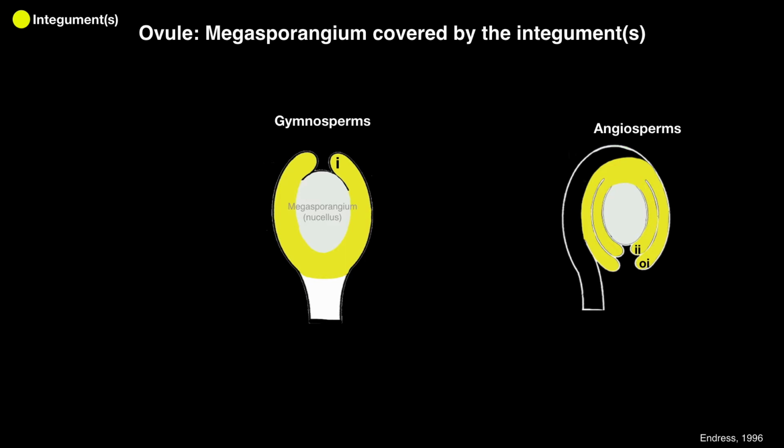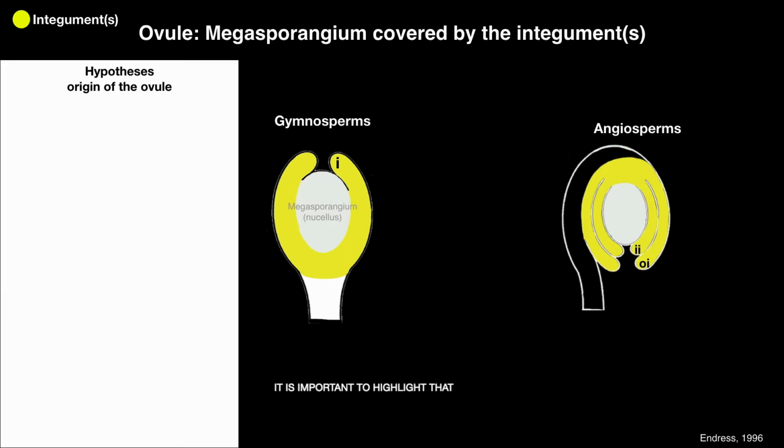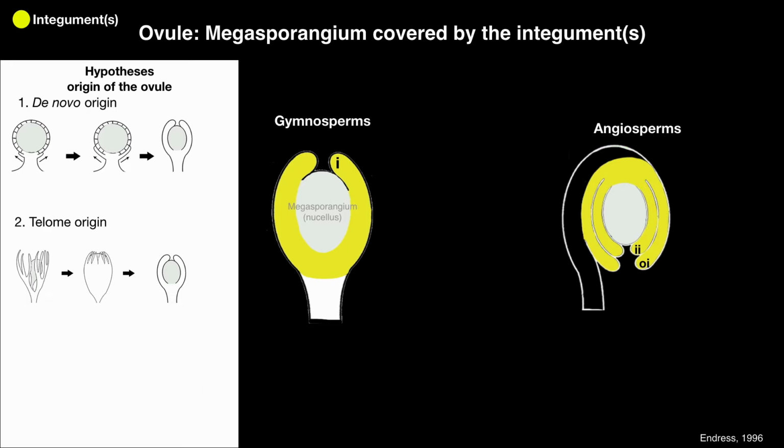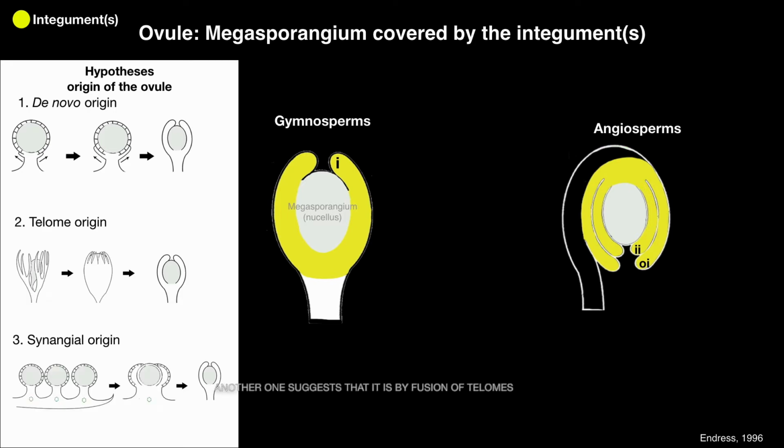It is important here to highlight that it is still unclear how the ovule evolved. So there are three main hypotheses to explain it. One suggests that the ovule evolved as a new structure. Another one suggests that it is by fusion of telomes. And a third hypothesis suggests that the ovule evolved by sterilization and fusion of sporangia.